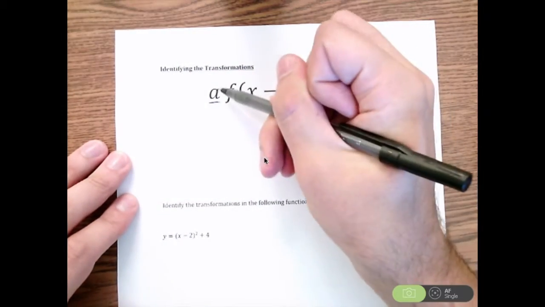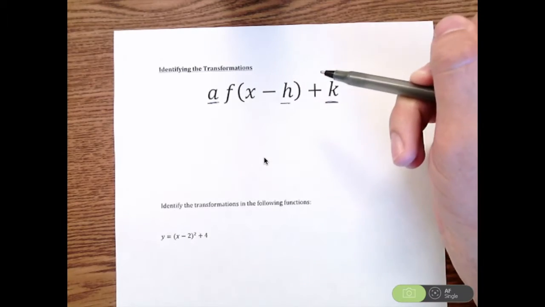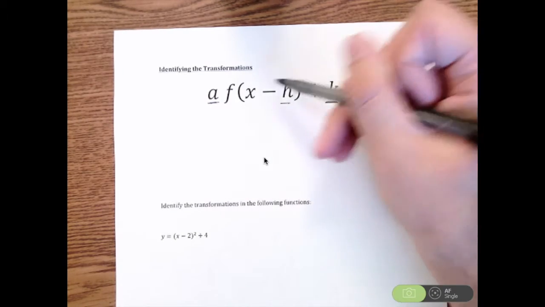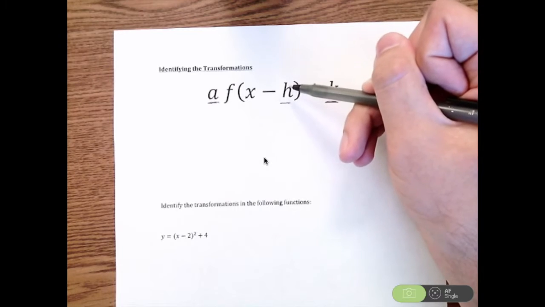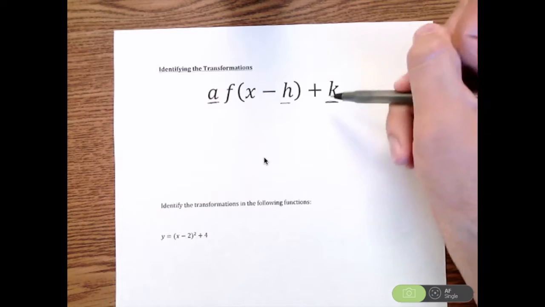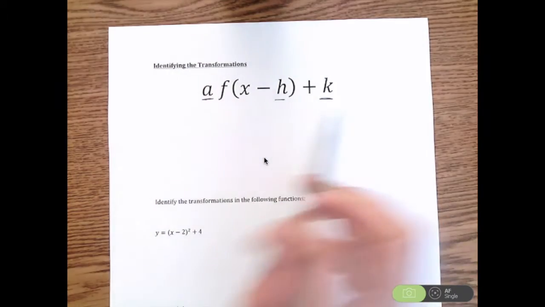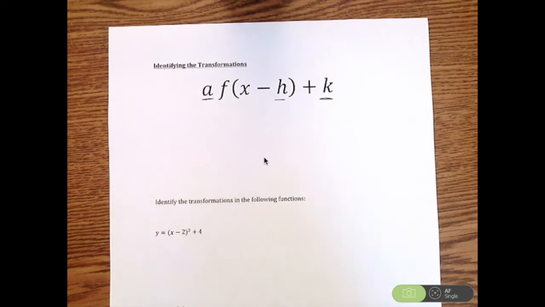A is typically some number that's multiplied out front of your function. H is going to be inside of parentheses or absolute value, some sort of grouping symbol. H is always going to be on the inside. And last, you're going to have K. That's going to be some number that's added or subtracted on the back end of your function. So even though there's 3 underlined, there's actually 4 different transformations you have to worry about.